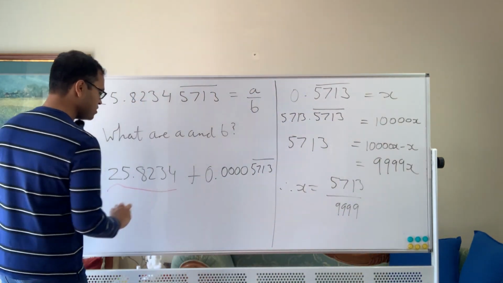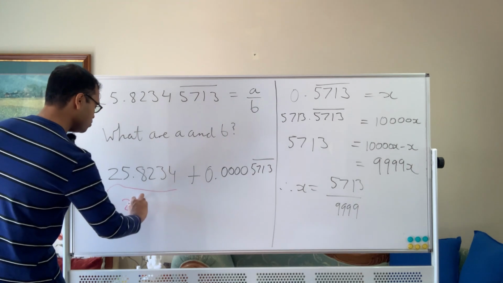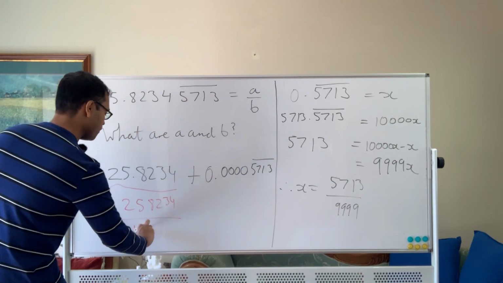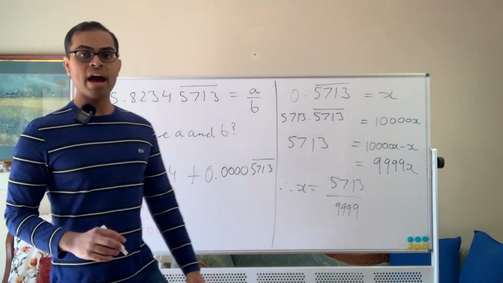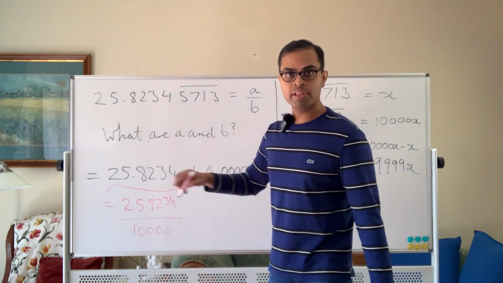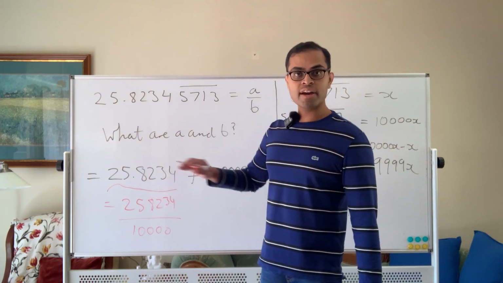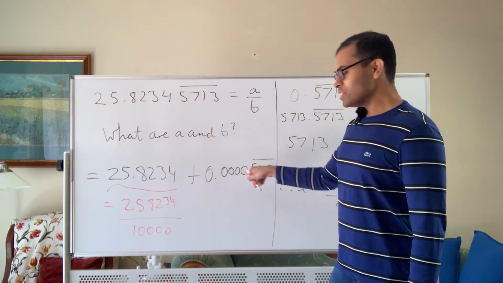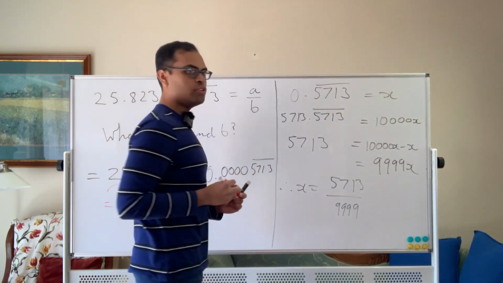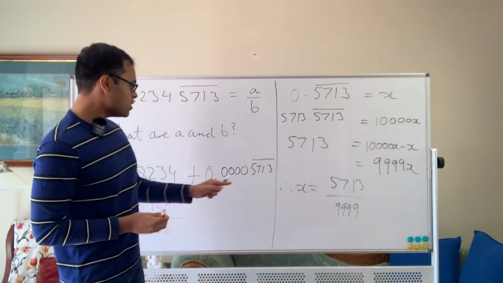Well, 25.8234 is equal to 258234 divided by 10,000. Right? When you divide by 1 followed by a certain number of zeros, a power of 10, you move the decimal 4 places to the left. So you're just going to get 25.8234. And now the question is, why is this a fraction? We know 0.5713 repeating is a fraction. Why do we know that this is a fraction?